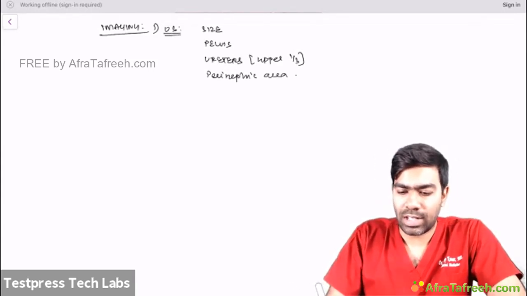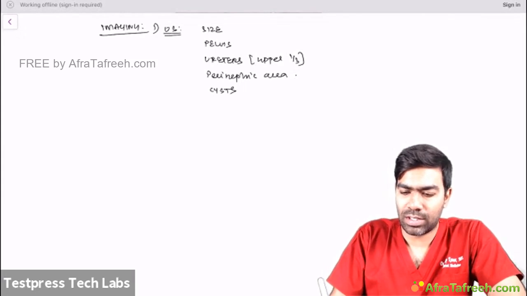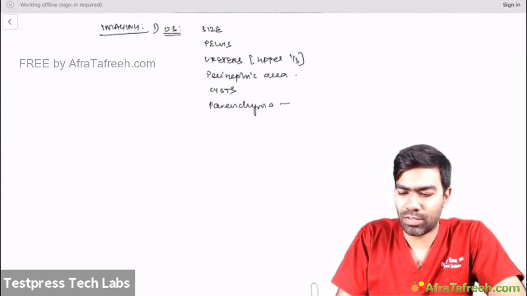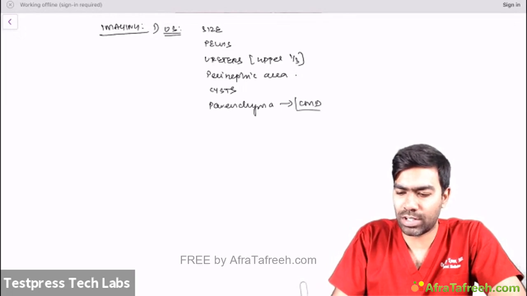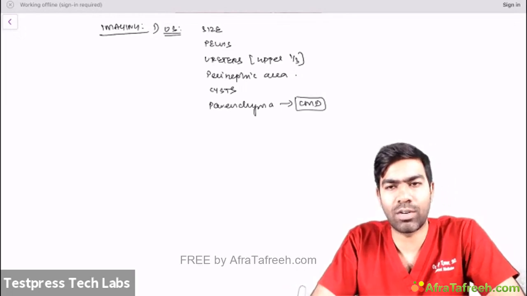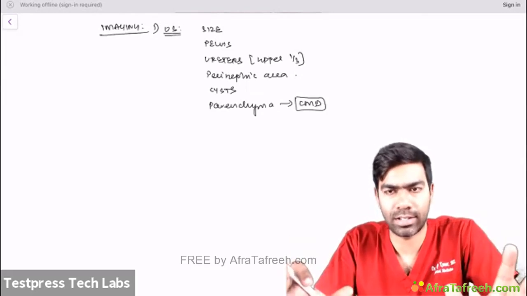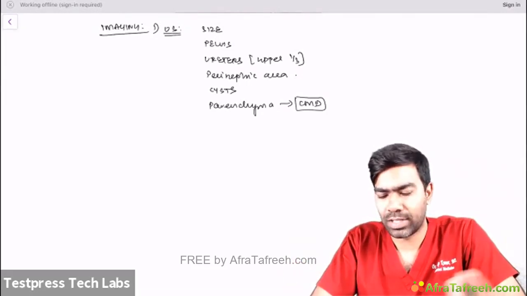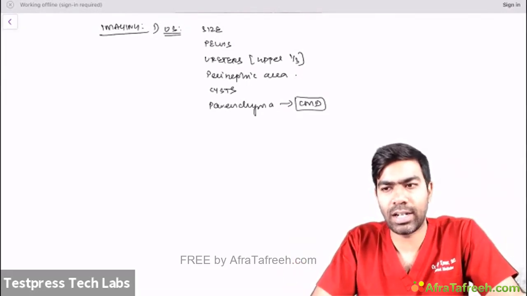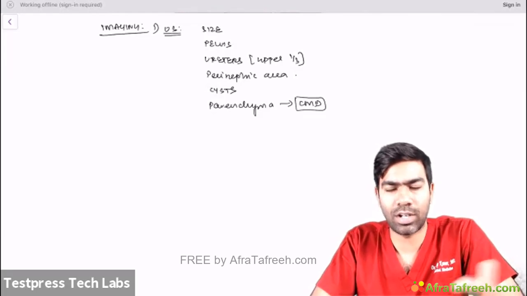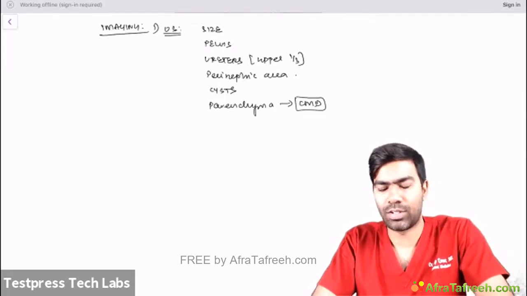And even if there is any presence of cysts, you can see the parenchyma of the kidney in the form of corticomedullary differentiation. If the corticomedullary differentiation is lost, then only we are going to call it echogenic kidneys. So CMD is very important. CMD lost in a kidney is equal to a lost kidney. It's not a CMD lost, it's a kidney lost. So it's an echogenic kidney.